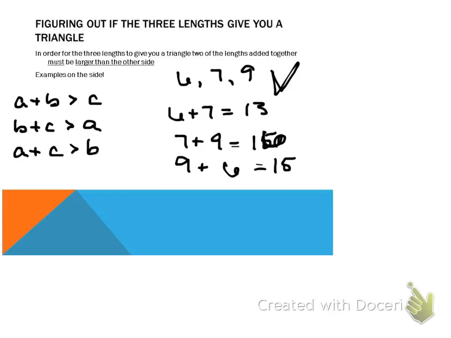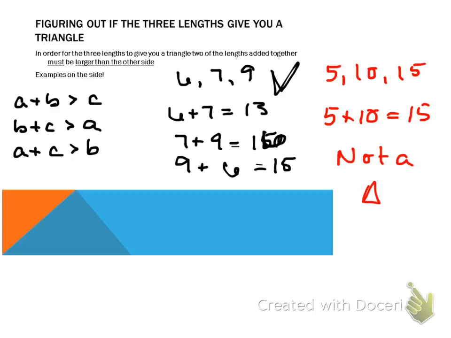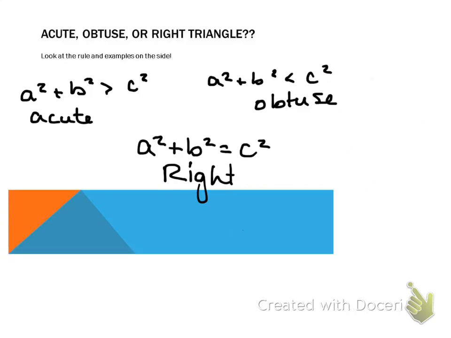Our second problem is with 5, 10, and 15. So 5 plus 10 is equal to 15. Our largest side is 15, so this is not a triangle because the 2 sides have to be larger than the third, and it's not, it's the same. Now, here's a quick shortcut. You only have to add the 2 smallest sides together. If that's larger than the third side, then it's a triangle.